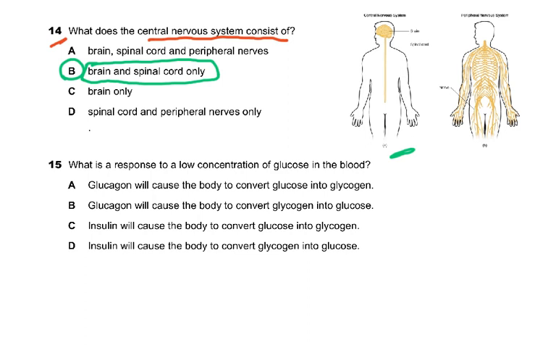Central nervous system. A very direct question. Either you knew it or you didn't know it. You couldn't have been doing any guessing games. You have to know it. Central nervous system is the brain and the spinal cord. This is a syllabus point.